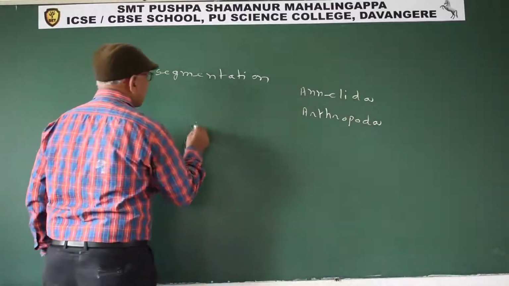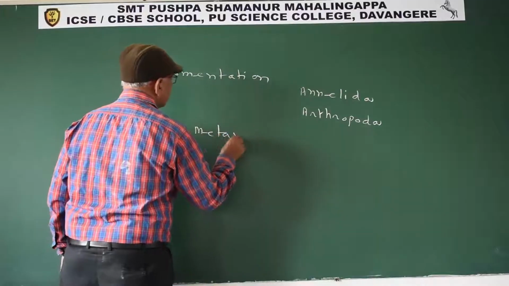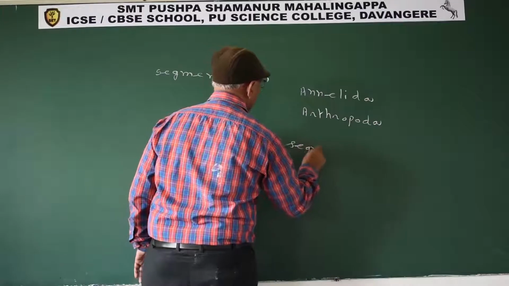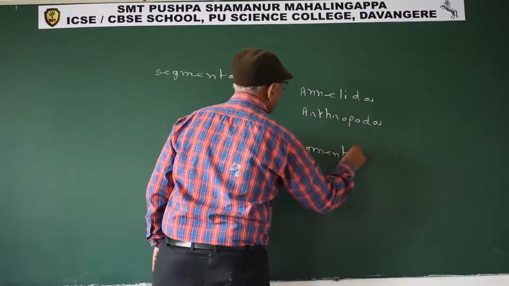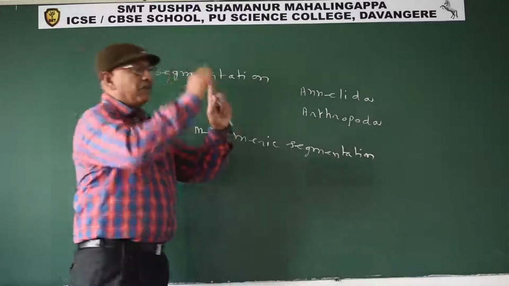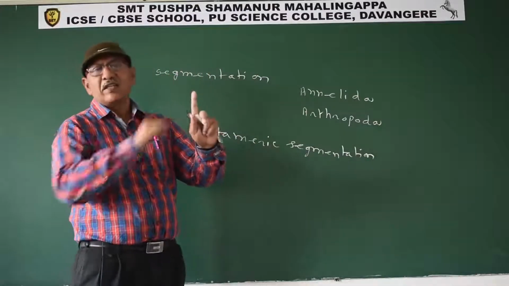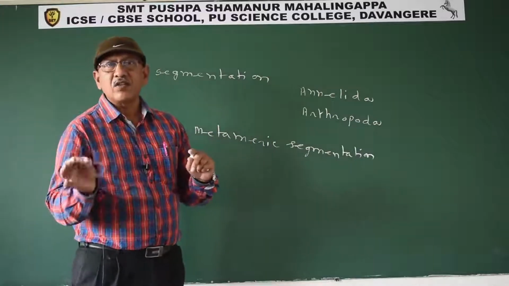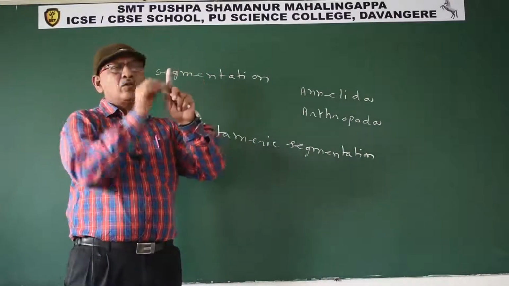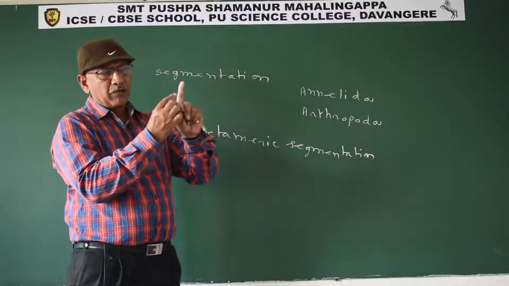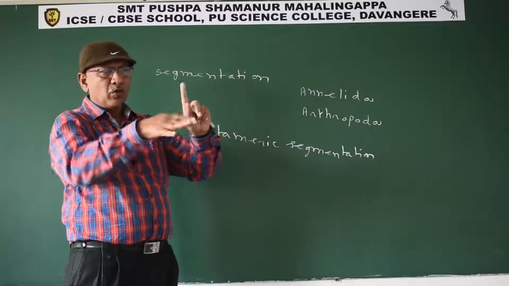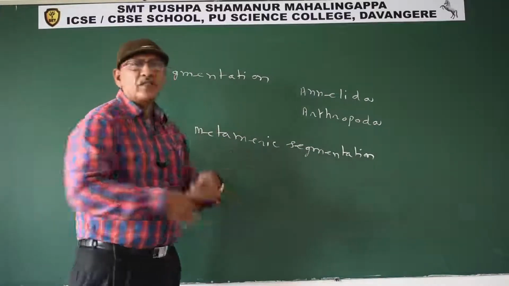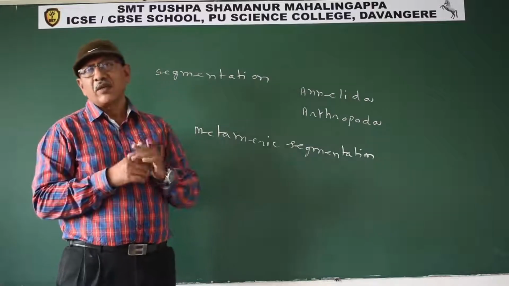What is metameric segmentation? If external segmentation coincides with internal segmentation, it is known as metameric segmentation. It is also known as metamerism. So, every two segments externally separated by groove, internally separated by septum. So external segmentation coincides with internal segmentation.